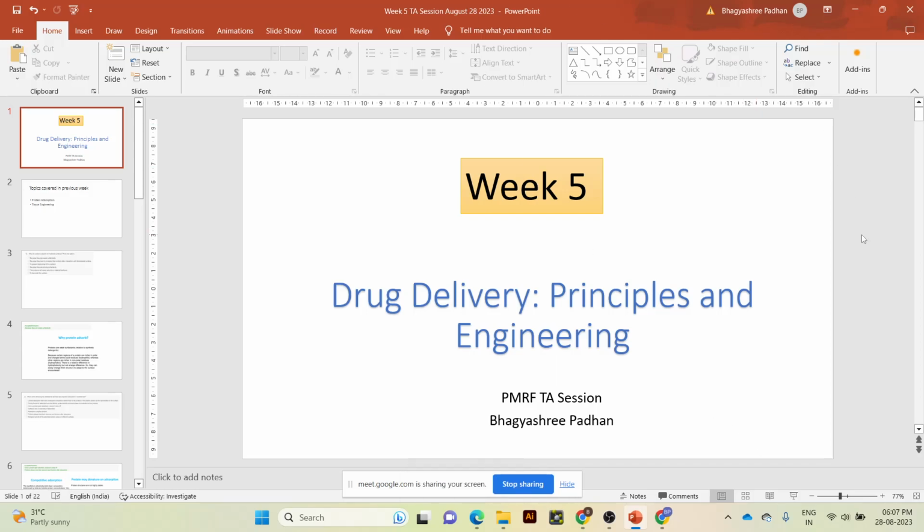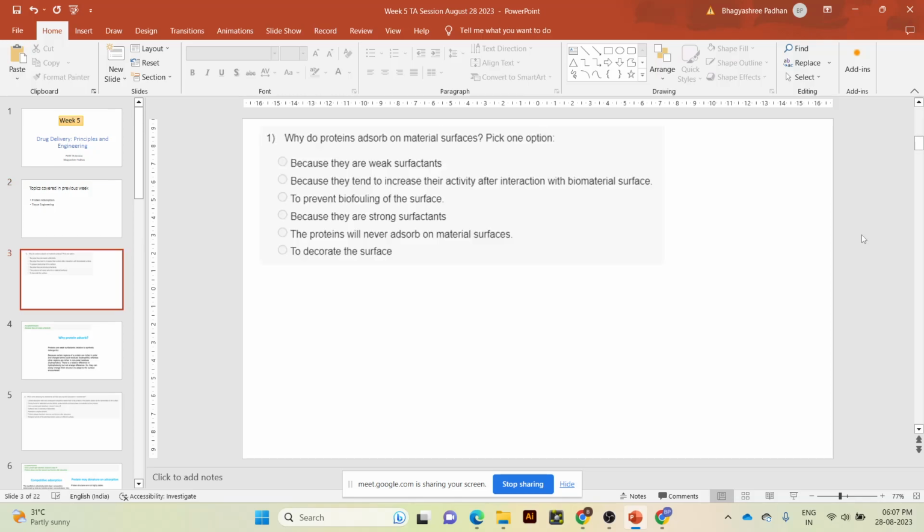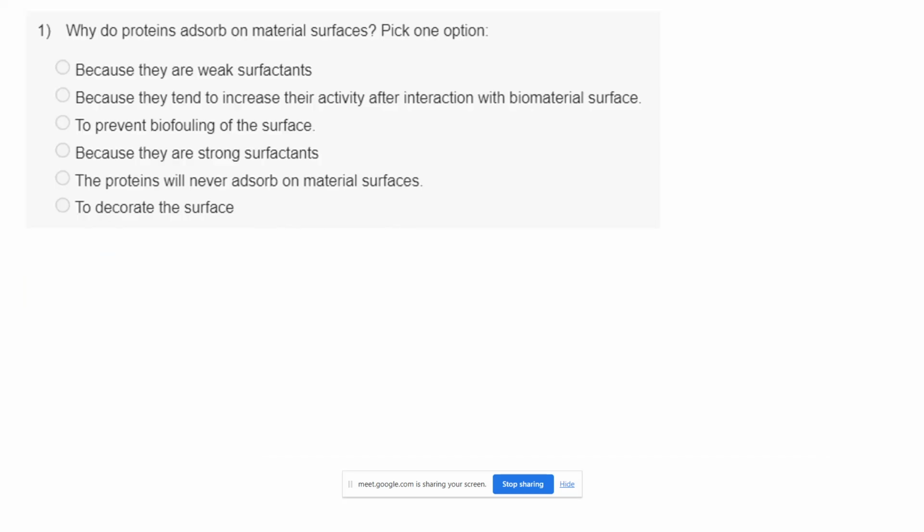Okay, so today we'll discuss week 5 assignment problems for drug delivery principles in engineering. These were the topics that were covered in the previous week, that is protein adsorption and tissue engineering. So we'll start with the first question. Why do proteins adsorb on material surfaces? You have to pick one option. Because they are weak surfactants, because they tend to increase their activity after interaction with the biomaterial surface, to prevent biofouling of the surface, because they are strong surfactants, the proteins will never adsorb on material surfaces to decorate the surface.